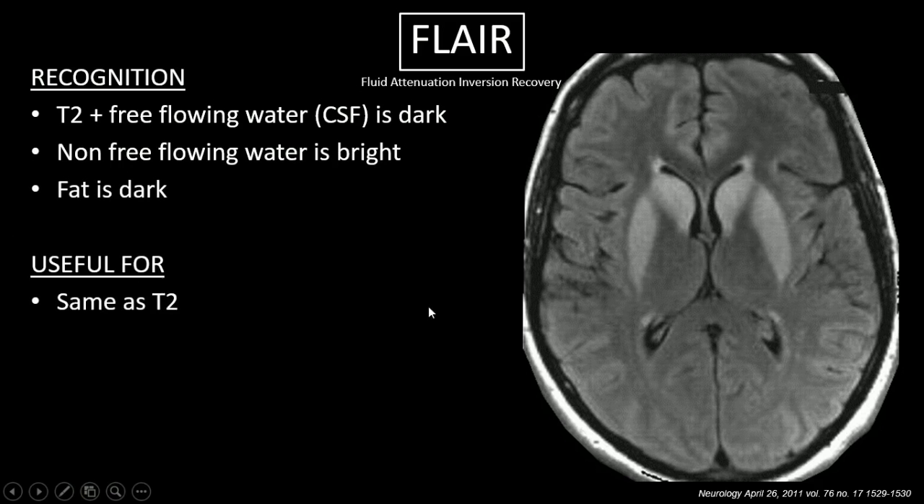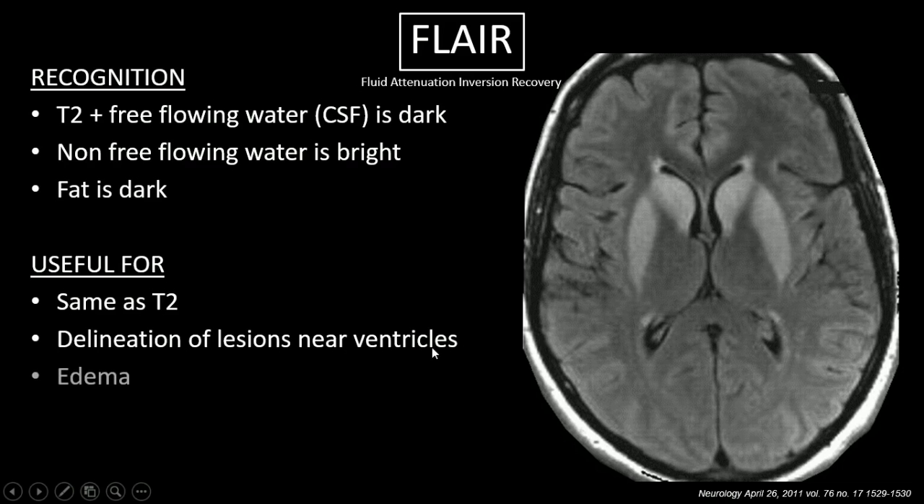So what is this useful for? Same as T2, but it does a better job of delineating lesions near the ventricles. Edema would be bright, but in FLAIR, the CSF is going to be dark because it's free-flowing, whereas edema is not going to be free-flowing. And it can really do a good job of gray-white differentiation. Just look at the putamen and the head of the caudate. They really stand out.